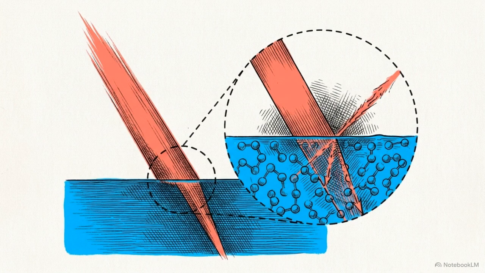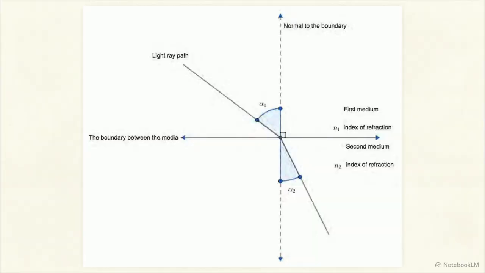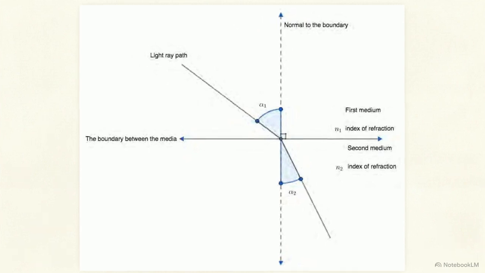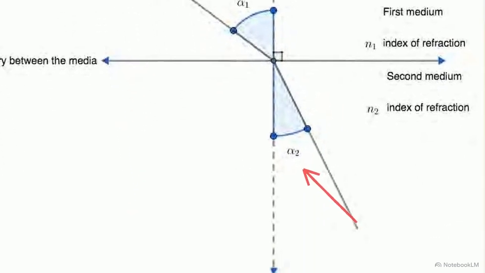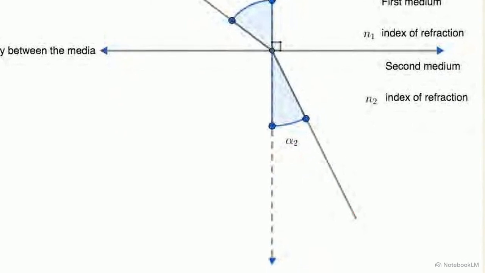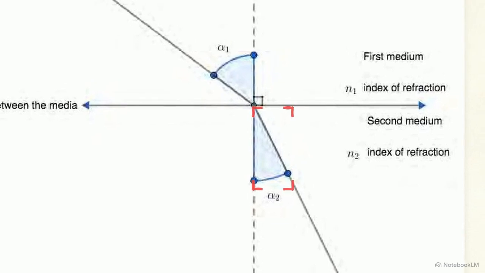If we focus on the exact point where that laser hits the water, we can map the geometry of the bend. This diagram shows the relationship between the light and the normal line, the vertical boundary perpendicular to the surface. In the top half, we see the angle of incidence, or alpha 1, which is where light approaches from the air. In the bottom half, we see the angle of refraction, or alpha 2. Because water is denser than air, the light path is pulled toward the normal line, creating a narrower angle.